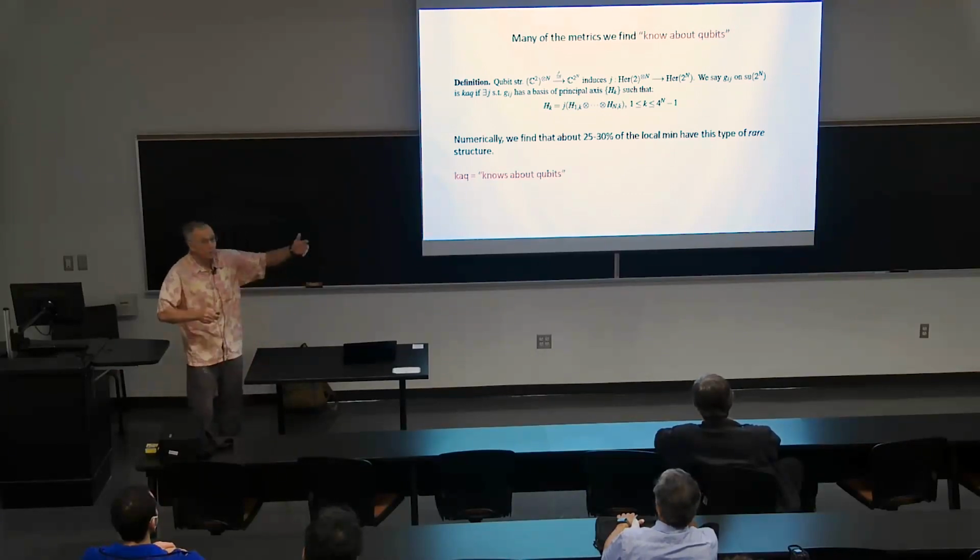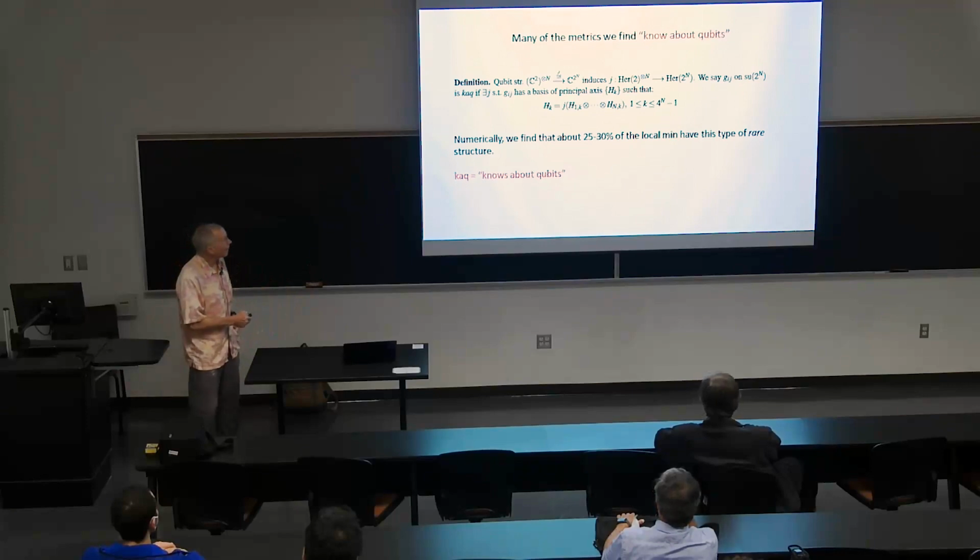So we have all these principal axes, and we say it knows about qubits if these axes, which are Hermitian matrices, or i times a Hermitian matrix, if each of these axes is, under this isomorphism J, a 2 by 2 tensor product of 2 by 2.